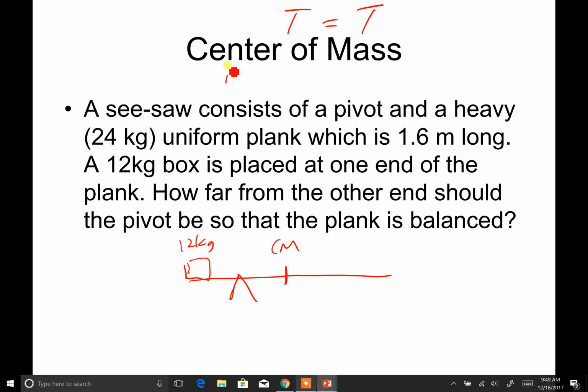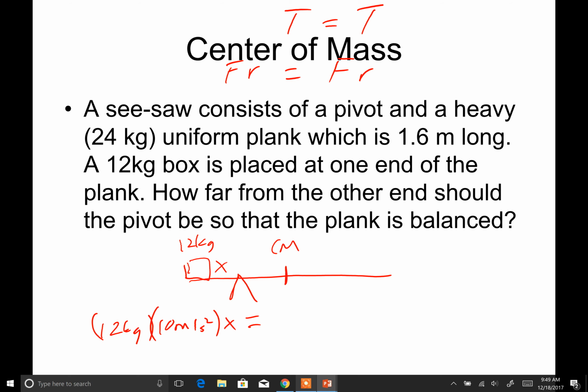We know that torque equals F times lever arm distance. So on the left-hand side of that fulcrum, the force is going to be the weight of the 12 kilogram object. So we're going to say 12 kilograms, multiplied by g. We'll use 10 for g to make it a force. And we're going to call the distance between the box and the pivot point X. That's got to be equal but opposite to the torque on the other side.